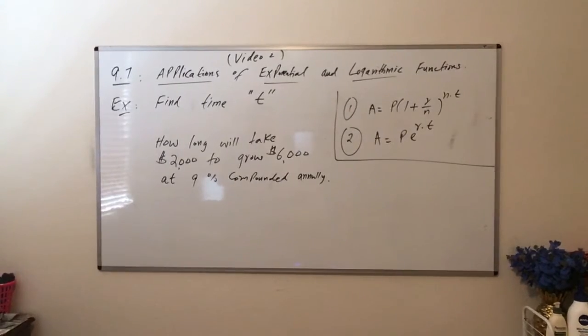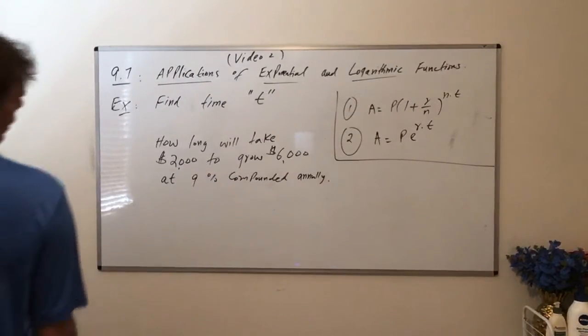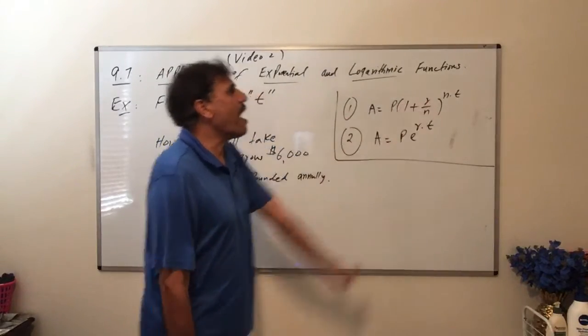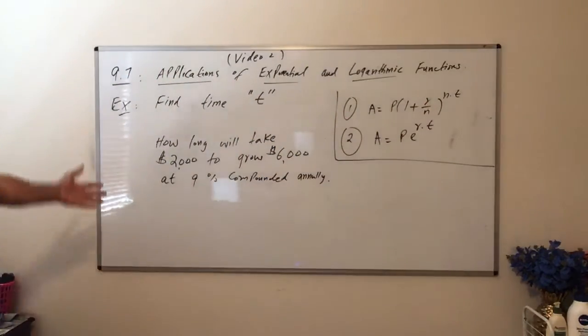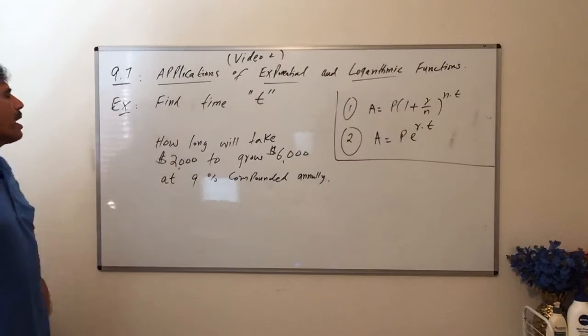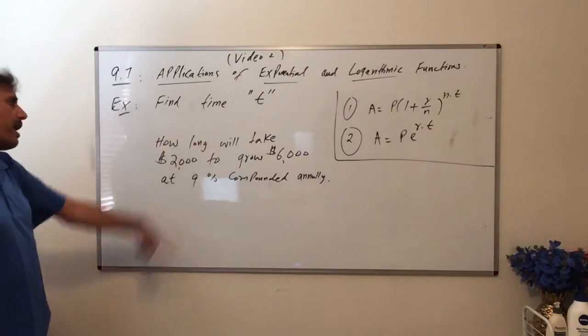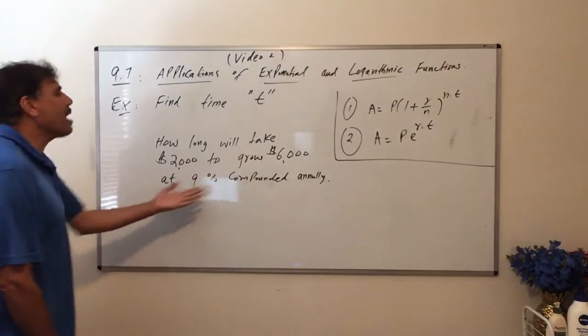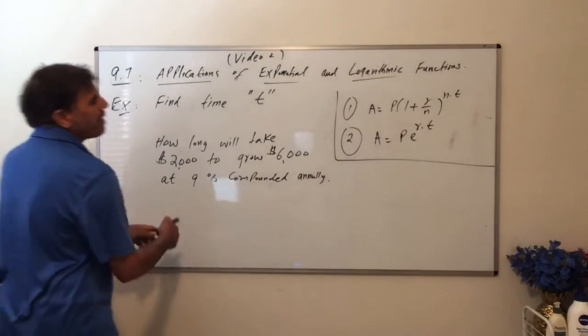Hey, welcome back. Sometimes they don't ask you to find the P or A, they ask you to find the time. So here's a quick example of finding the time. This is how long it will take $2,000 to grow to $6,000 at 9% compounded annually.